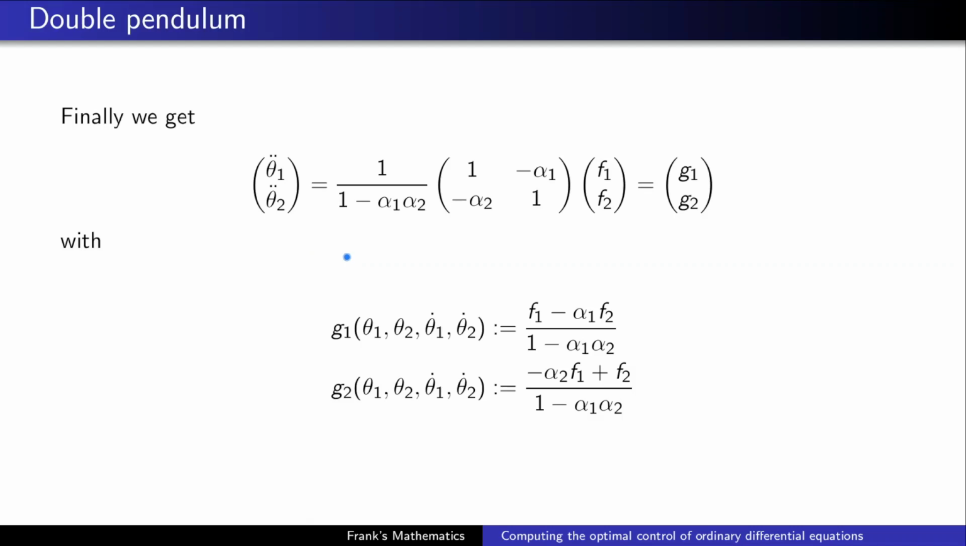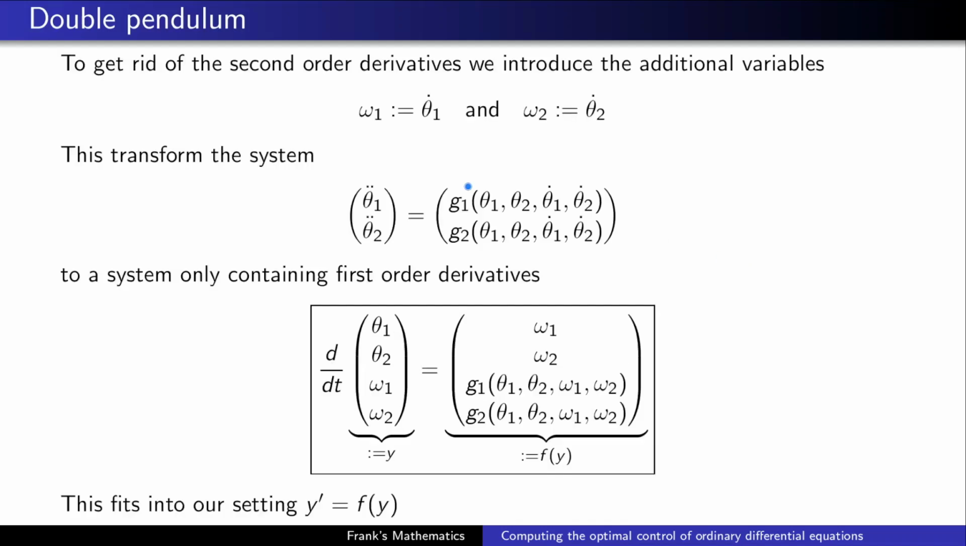But we're using now a standard trick. And the standard trick, I'm pretty sure you've seen this before, is introducing additional variables. So omega 1 is just theta 1 prime, and omega 2 is just theta 2 prime. If we introduce these additional variables into our system here, we see that we end up with a system containing only first order derivatives. So by making our system bigger from 2 equations to 4 equations, we now are able to get an ODE which fits into our settings.